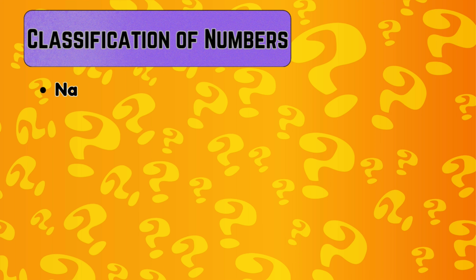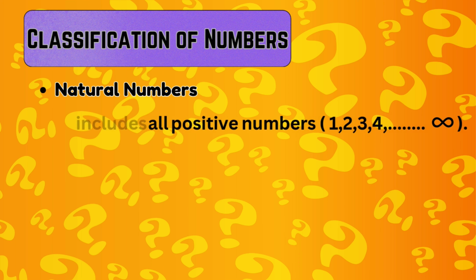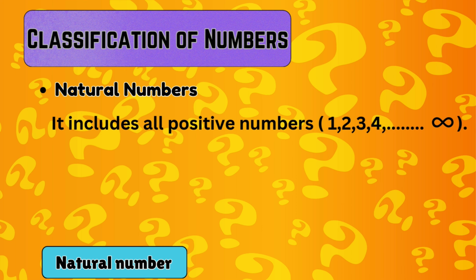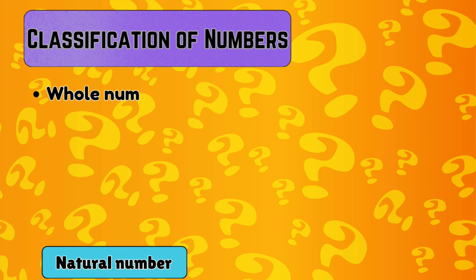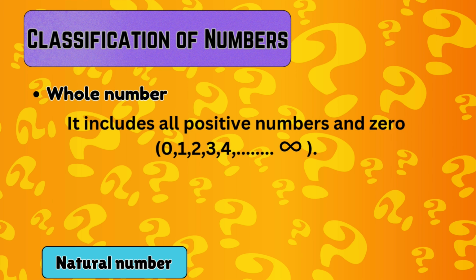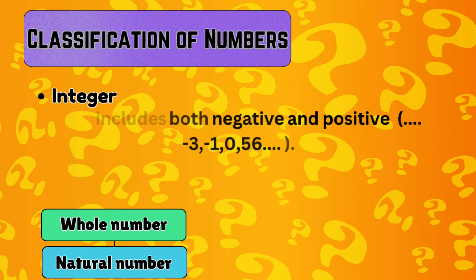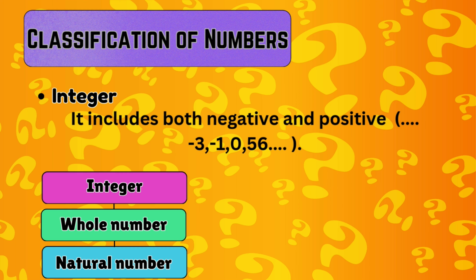Starting with natural numbers. Natural numbers include all positive numbers such as 1, 2, 3, 4, 5, all the way to infinity. Whole numbers are just natural numbers, but they also include 0. Remember, all natural numbers are whole numbers, but not all whole numbers are natural numbers. Integers include both negative and positive numbers.